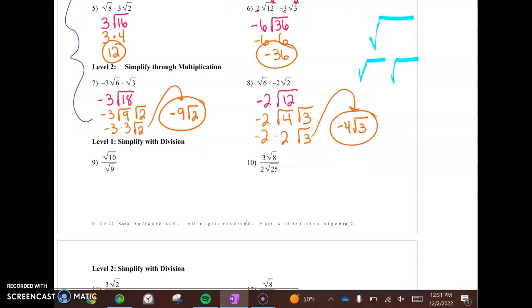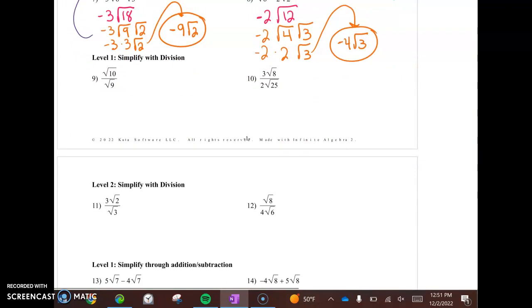All right, another section will be division. Again, level 1 and level 2. You don't have to do both levels. If you're okay with just the C, you do level 1. If you want the A or B, you do level 1 and level 2.